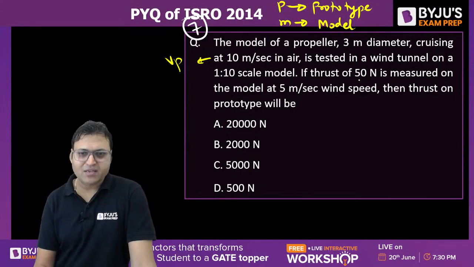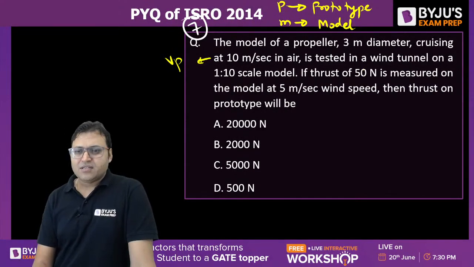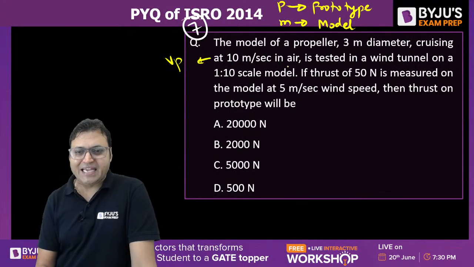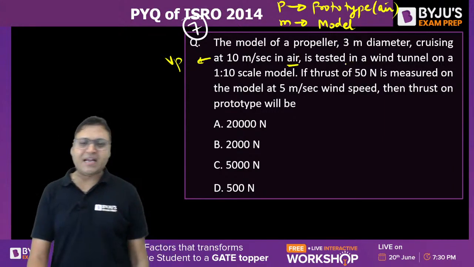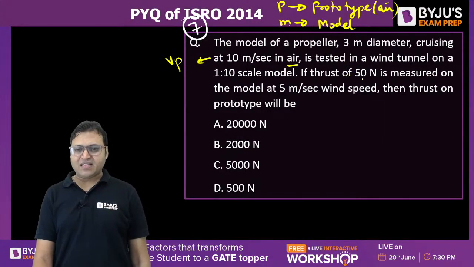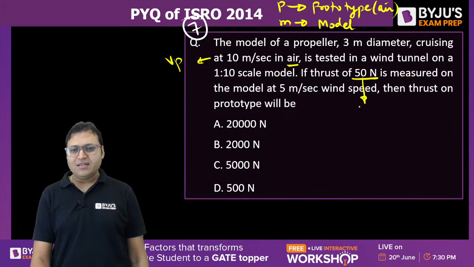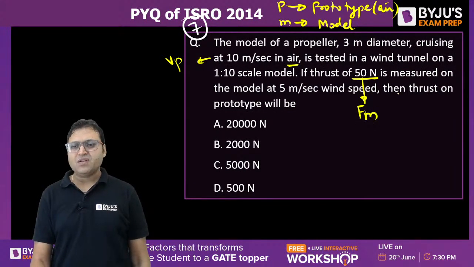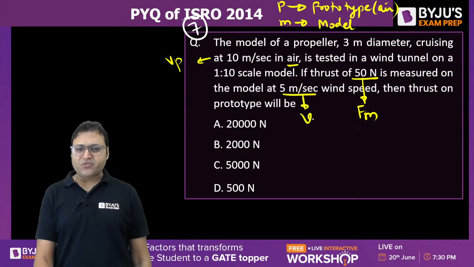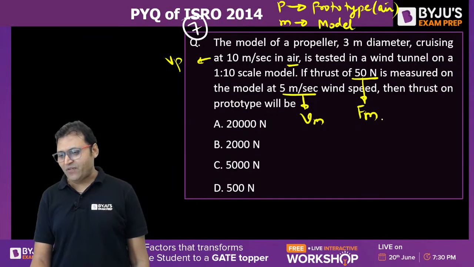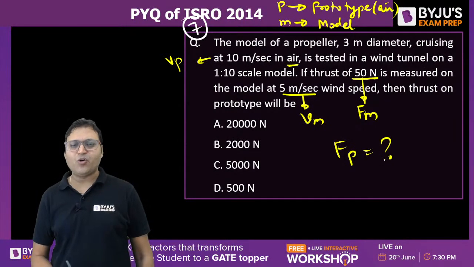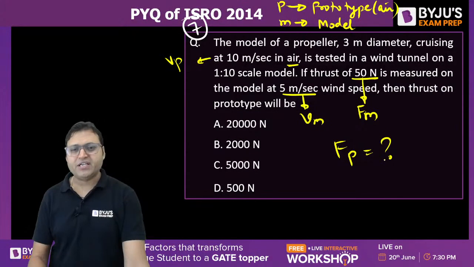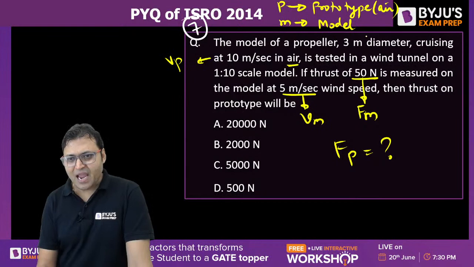The model of a propeller, 3 meter in diameter, cruising at 10 meter per second in air, that is the prototype is in air, is tested in a wind tunnel on a 1:10 scale model. If the thrust of 50 Newton is measured on the model, that is Fm, at 5 meter per second, that is Vm, then the thrust on the prototype will be? Can you solve the thrust on the prototype? The question is to find the force on the prototype.